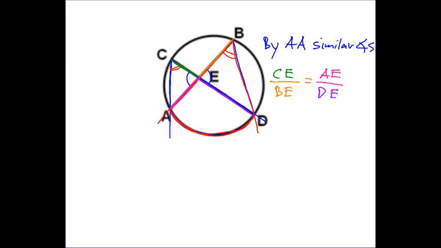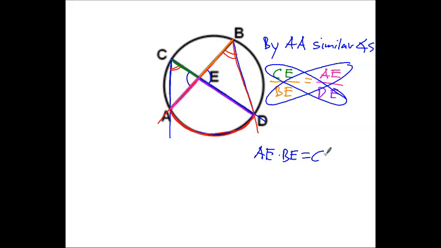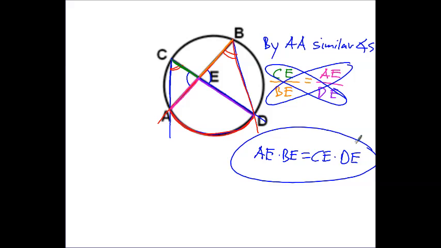Here's a proportion, and how do we solve proportions? We cross multiply. So let's do that. We get AE times BE is equal to CE times DE. Does that look familiar in any way? It should, because that's the formula you just wrote down.